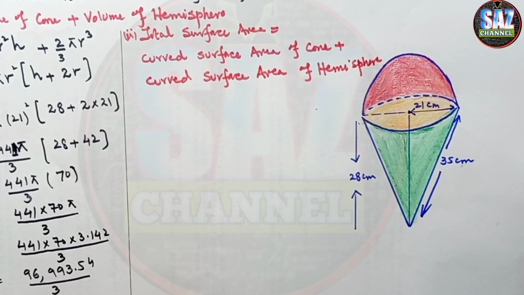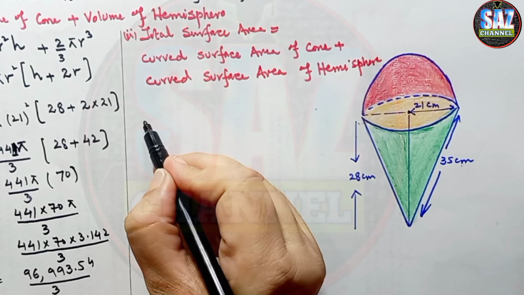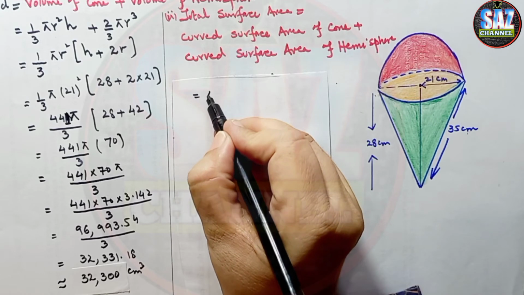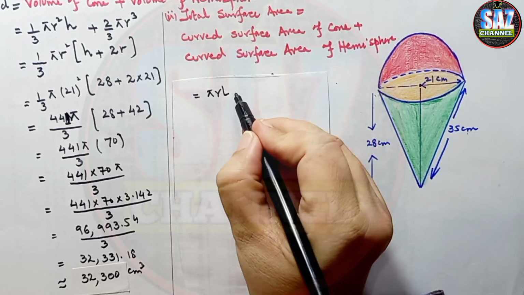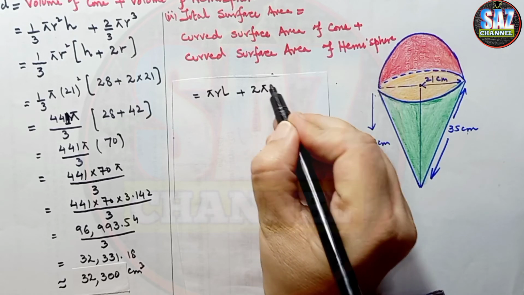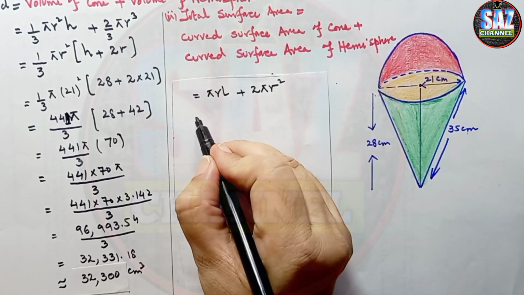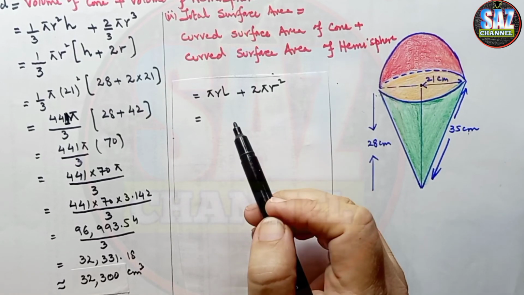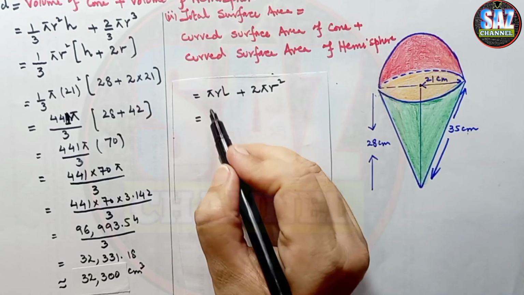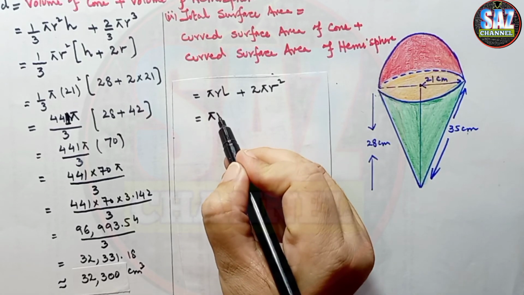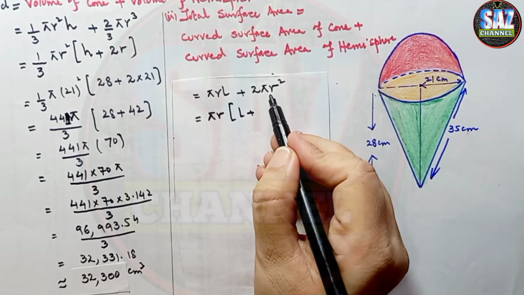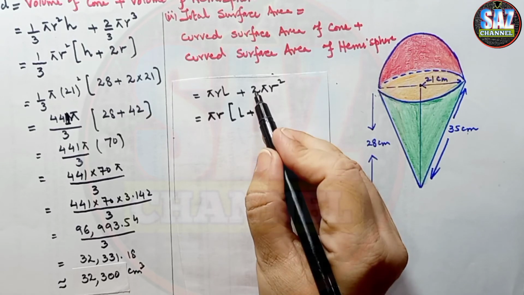Okay, now what we have to do is that first of all we have to write down the formulas, and learn and apply the formula that curved surface area of cone is pi r l and the curved surface area of hemisphere is 2 pi r square. Now it's your choice. Either you can replace the values of r and l over here and perform the calculations, or we can pull out pi and r as a common factor, and I will be left with l plus 2 and r.